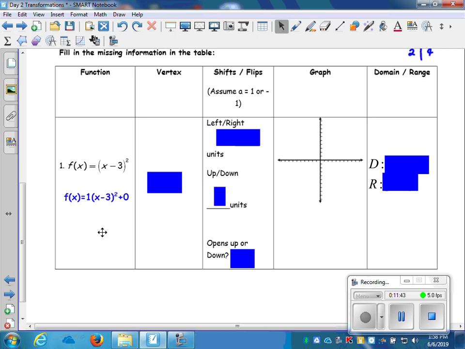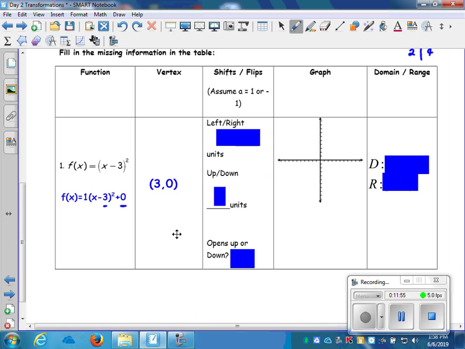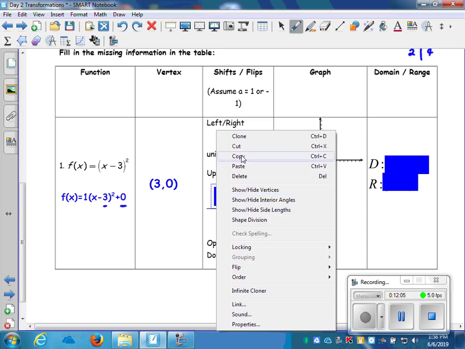factor. Now the h, k values, those are the 3 and the 0 right here. So that is also my vertex. And this is going to help me do a very quick graph for this. Now moving left or right, this minus 3, the minus part of the formula, so that 3 means I'm moving 3 to the right. And I don't move up or down at all.